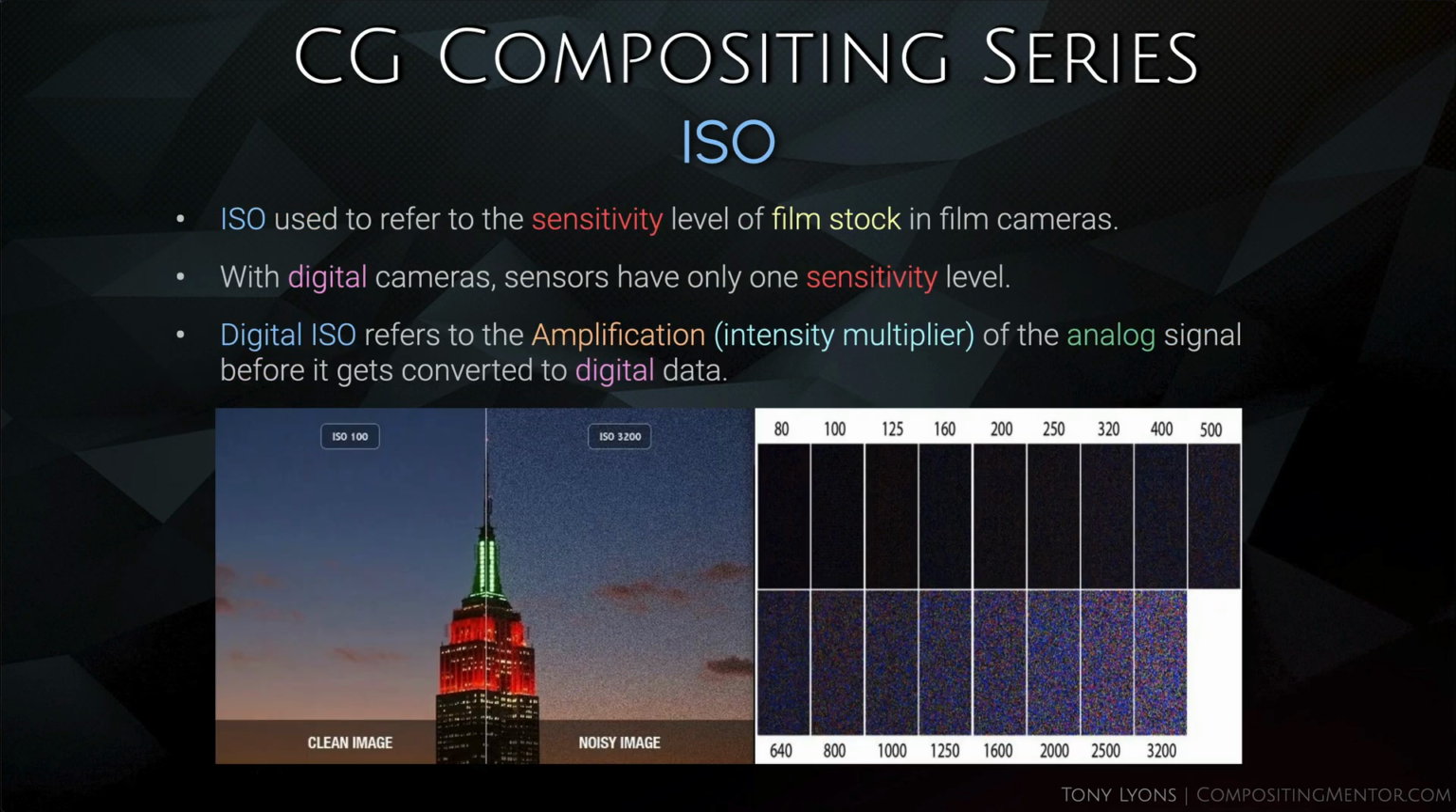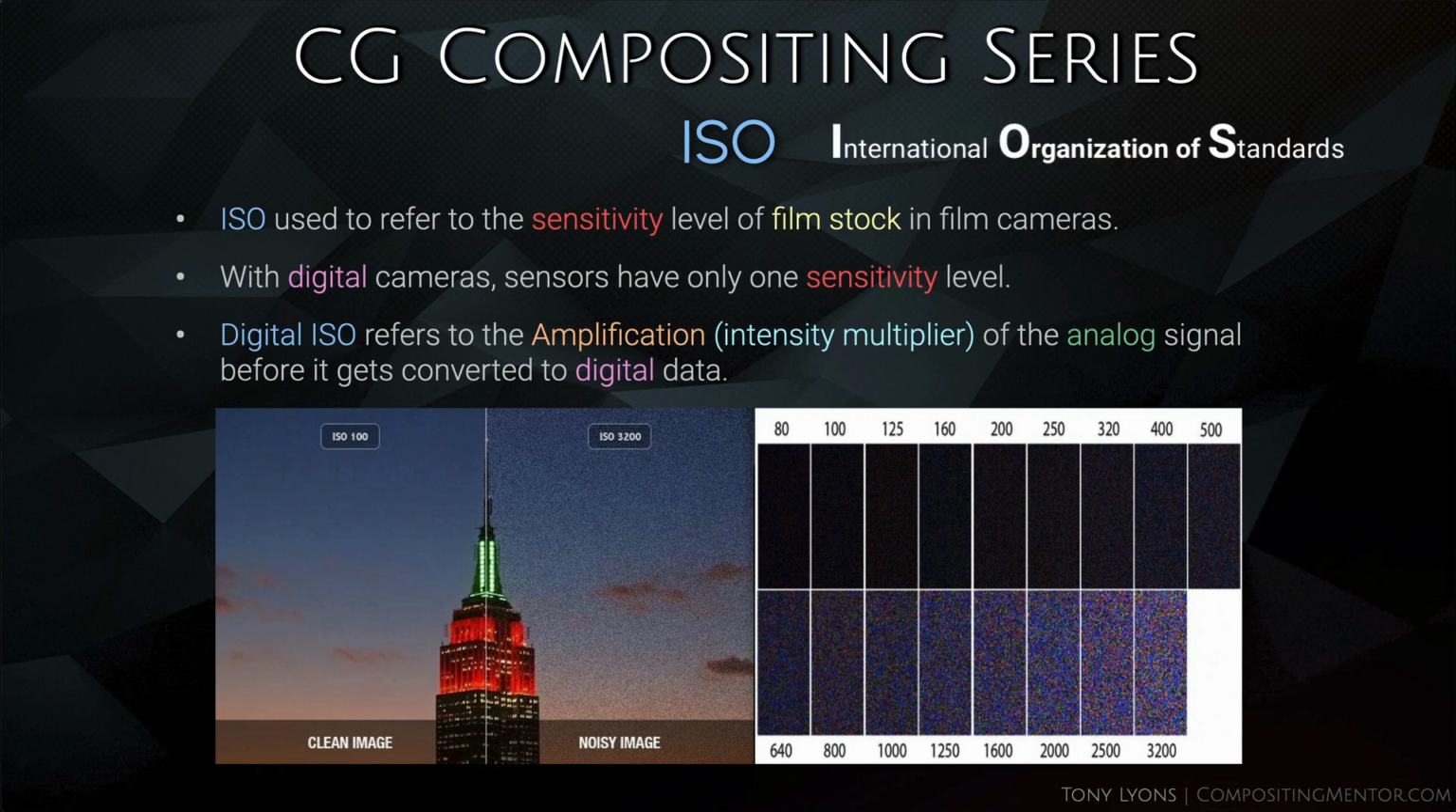ISO is a bit different than aperture and shutter speed. ISO used to refer to the sensitivity level of film stock in film cameras. So different types of film stocks had different sensitivity to light. So if you were shooting in a low light situation, you might want to pick a film stock with a higher ISO so that it could absorb more light and you'd get more exposure of the image when you processed it.